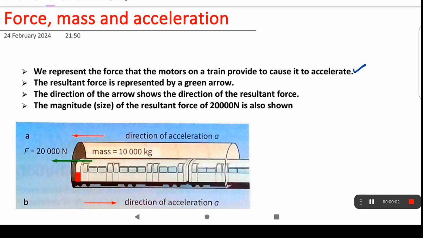Hello dear viewers, today we will discuss force, mass and acceleration. Here are some points that we will discuss with you.